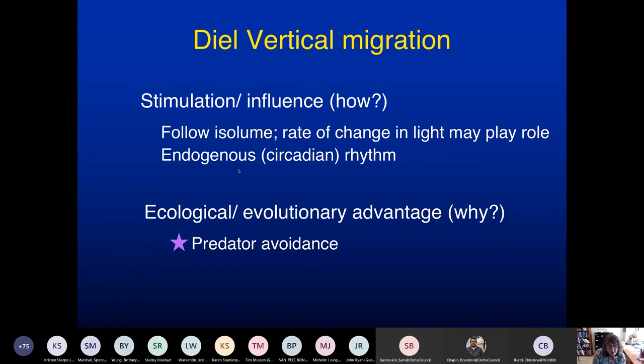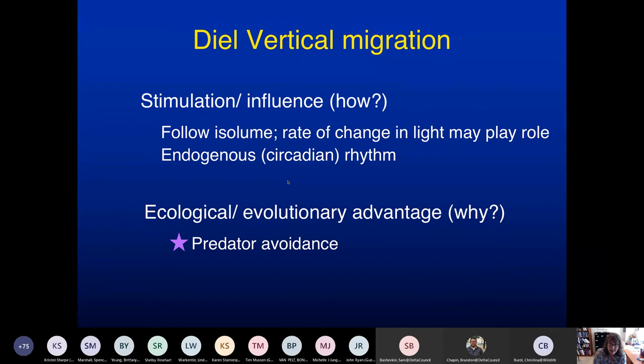Zooplankton are found lower on bright sunny days than on overcast days. They don't come up as high in the water column at night during full moons. But there's also a component of this that is just an endogenous or circadian rhythm, so an internal physiological rhythmicity in these organisms, much like humans have circadian rhythm as well.